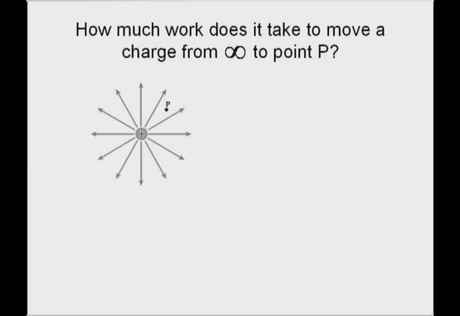So how much work does it take to move a charge from infinity to point P? We're going to use a new formula. Work is Q times the change in potential. Now the Q is the point charge that I'm moving up to P. The potential is what's coming from this point.